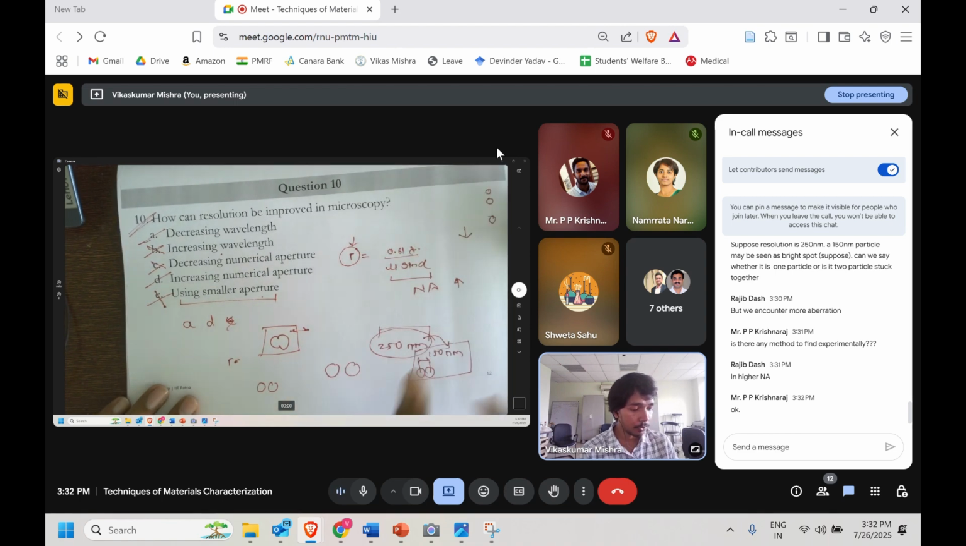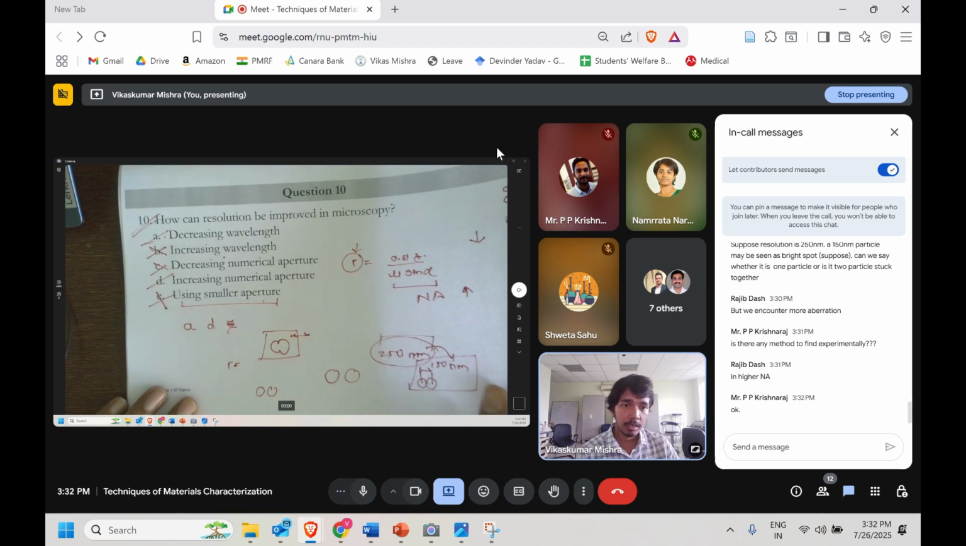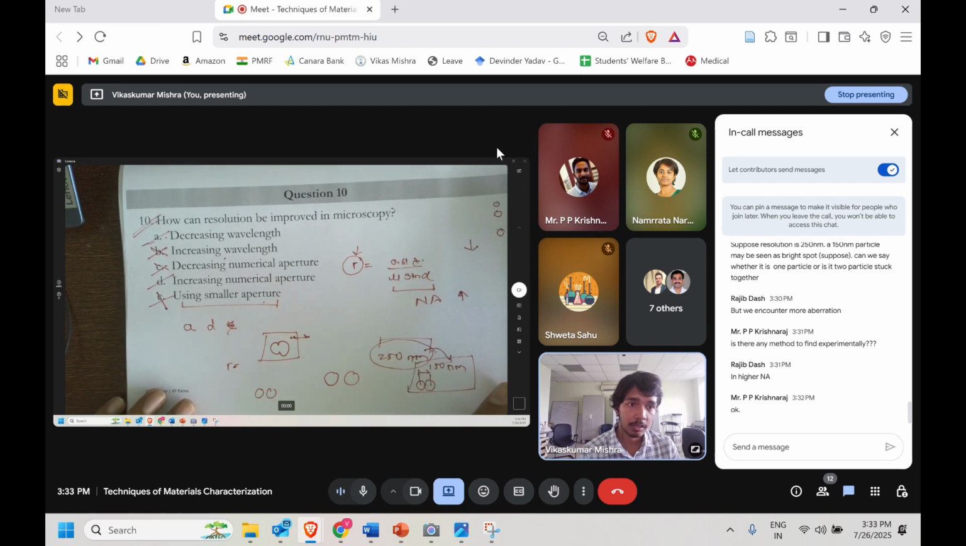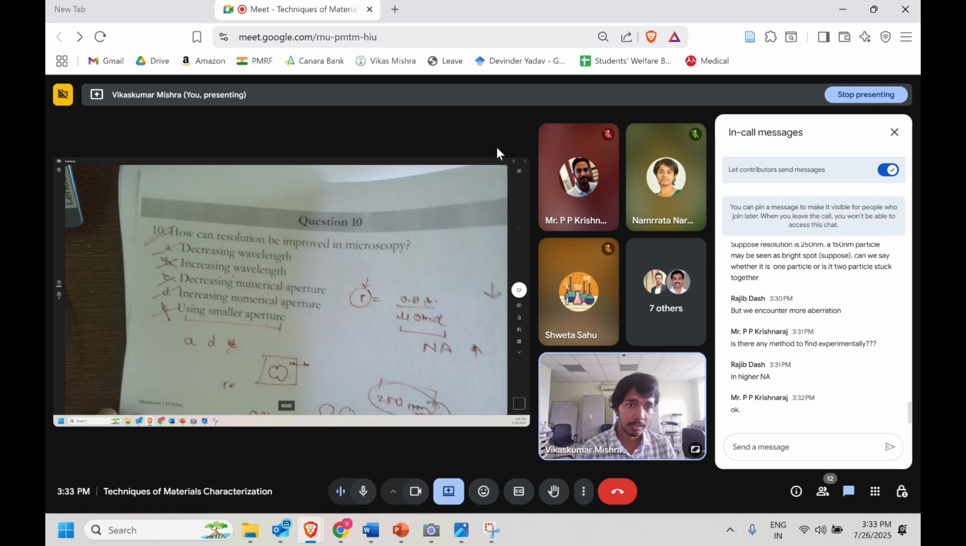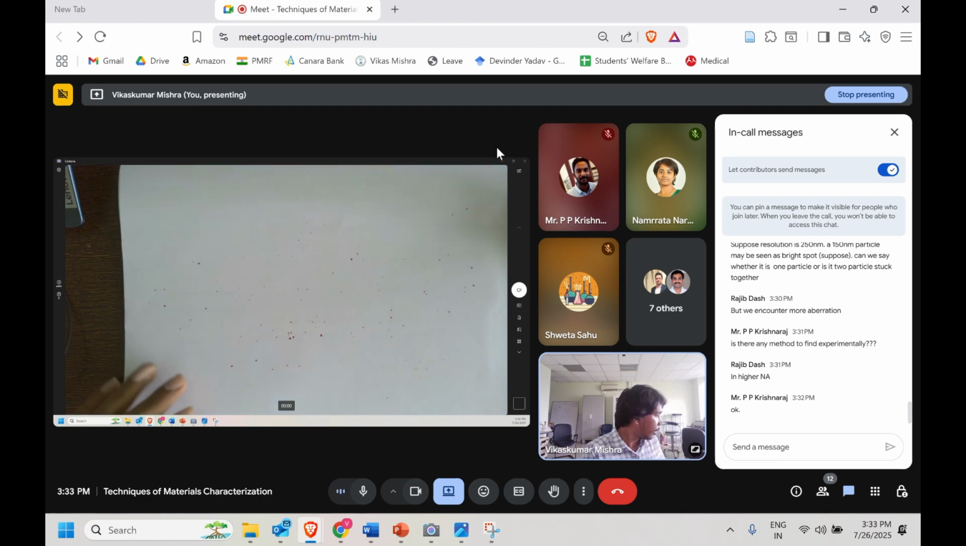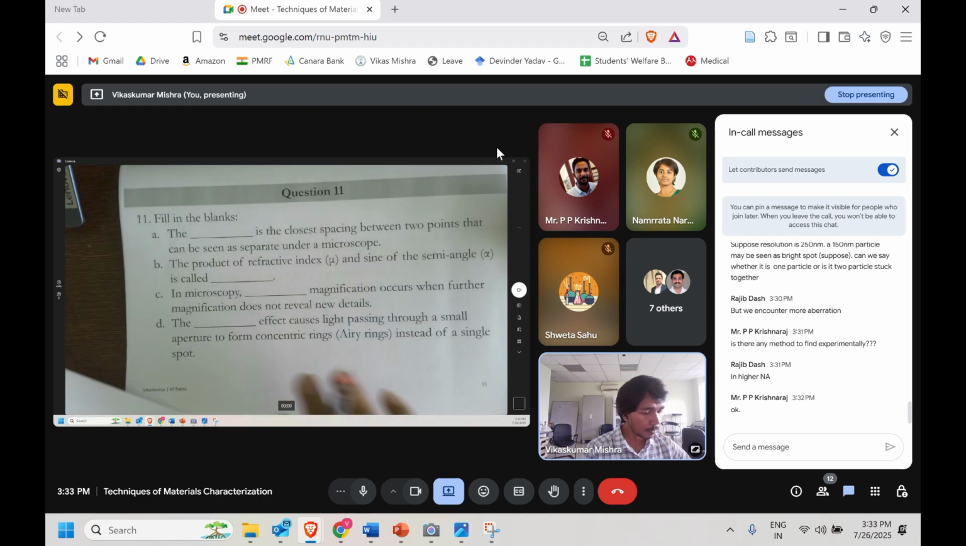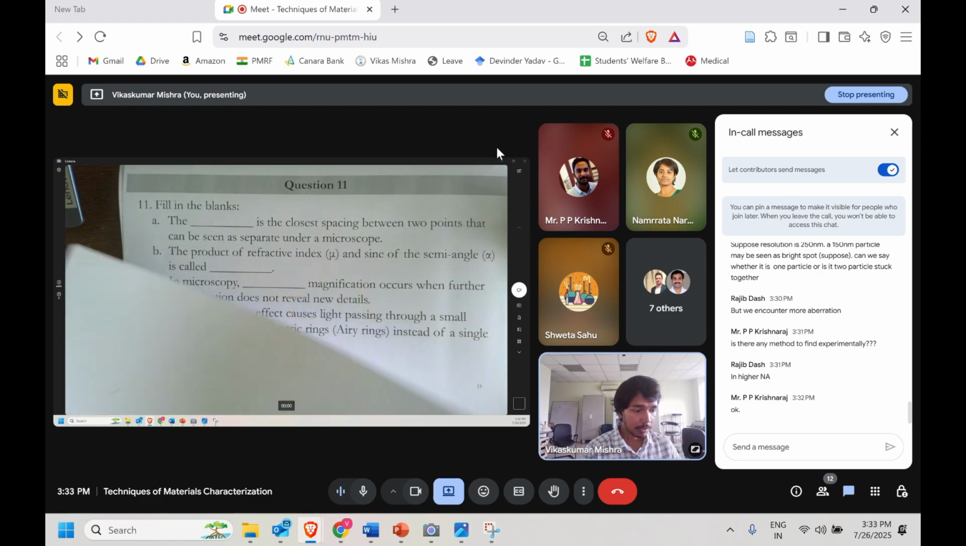So with that we have solved this question. Right answer is A and D. Rajiv asks, can we... but we encounter more aberration? Yeah, that's true, Rajiv. We'll encounter more aberration as we keep on playing with this numerical aperture part. Okay, so let's move ahead.